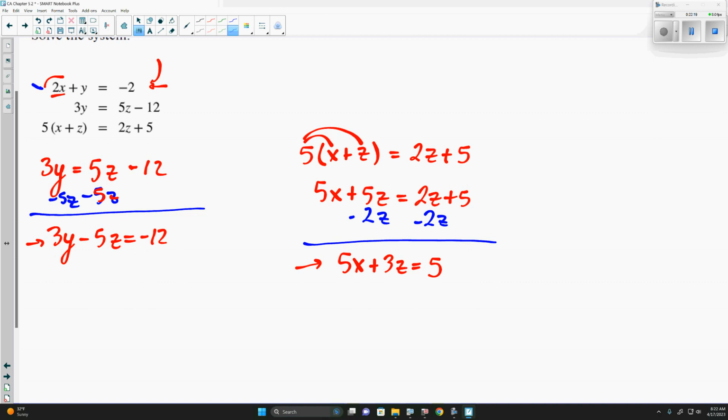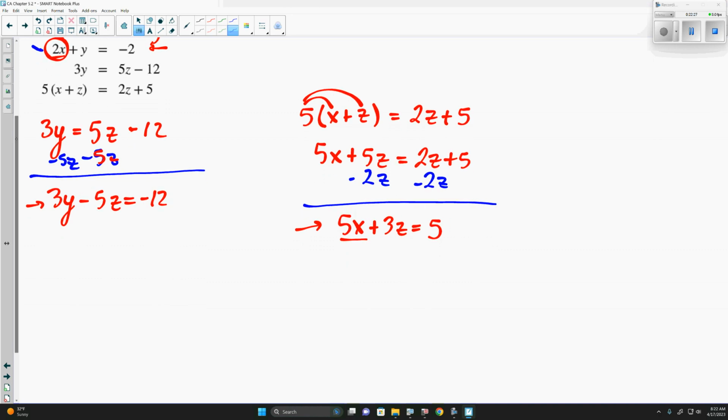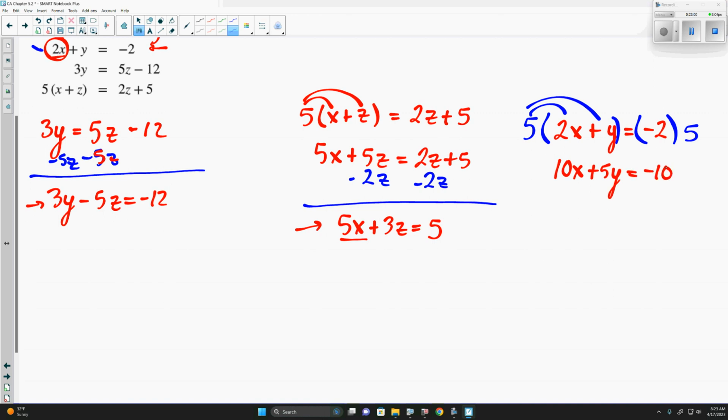So here, let's just do x. So the top equation has 2x. This equation has 5x. And the first number that we'll need to get these two to be the same is 10. Because 2 and 5, the first number is 10. So what we have to do is take our top equation, 2x plus y is equal to negative 2, and multiply the whole equation by 5. And if we do this here, 2x times 5 is 10x. 5 times y is plus 5y. And negative 2 times 5 is negative 10.